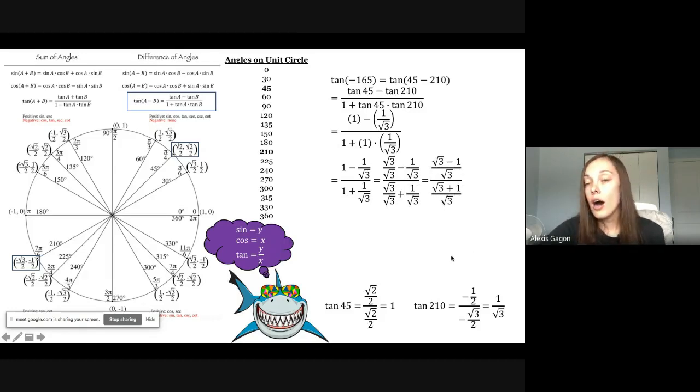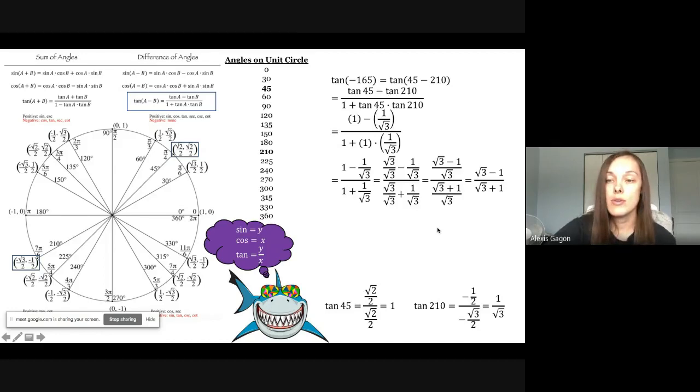And then on top, since we have this common denominator, I'd be left with the square root of 3 minus 1 over the square root of 3. On bottom, I'm left with square root of 3 plus 1 over the square root of 3. And then same thing that I was doing right here. Since we have this same denominator on top and bottom, that square root of 3 can just cancel. And so I'm left with square root of 3 minus 1 over square root of 3 plus 1.